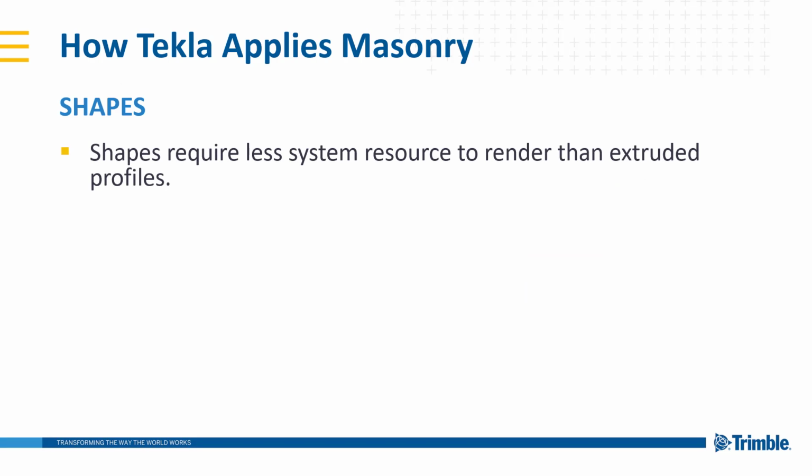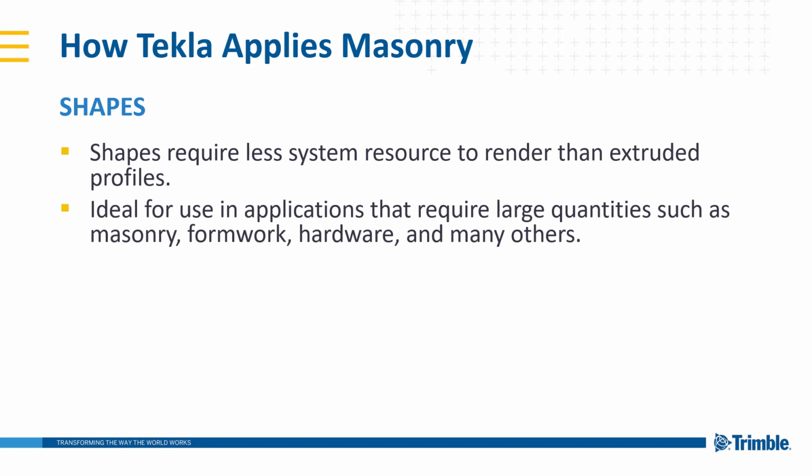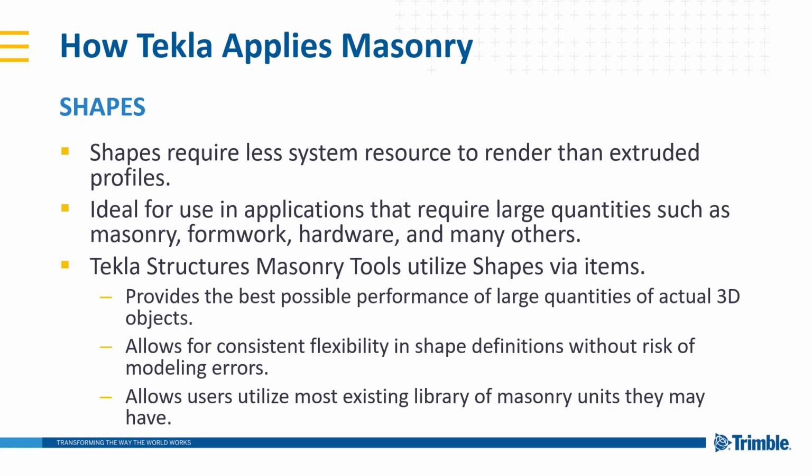Shapes require less system resources to render in Tekla Structures than profiles. So this makes them ideal to use in applications where large quantities of them are required, such as masonry units, formwork, hardware, and many, many others. Tekla Structures masonry tools utilize shapes via items, and it provides the best possible performance of large quantities of actual 3D objects. It allows for consistent flexibility in shape definitions without the risk of modeling errors or making something slightly wrong dimensionally. And as mentioned before, it allows users to utilize their existing 3D library, if they do have one, with the current masonry tools.